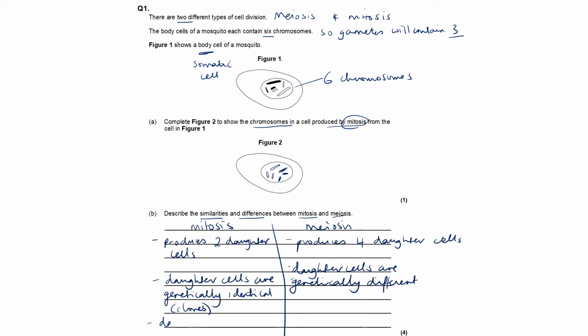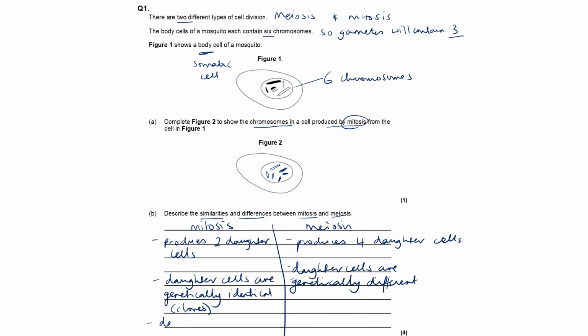Part B, describe the similarities and differences between mitosis and meiosis. Now, I have done a video on the comparison of asexual versus sexual reproduction, which does look at mitosis and meiosis. So my answer is going to be in a table format because that's how I remember it. You can access this video here in the link above. And what you can see here are my 2 columns, mitosis, meiosis.